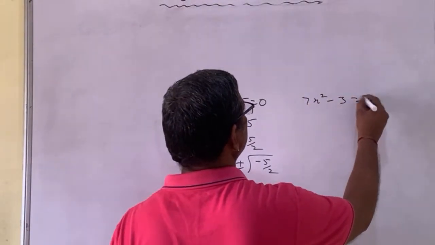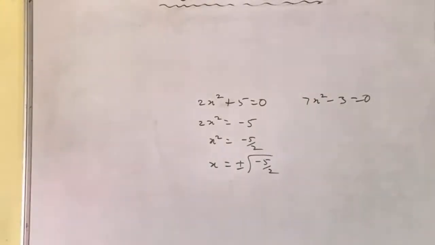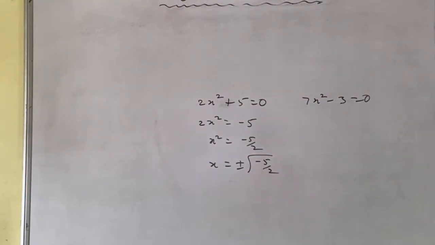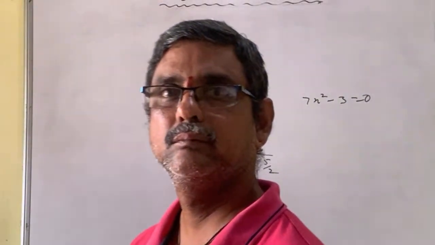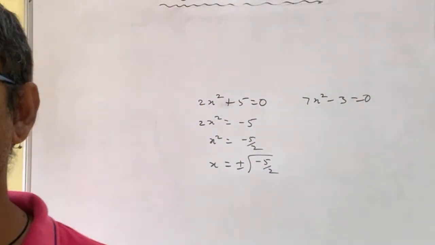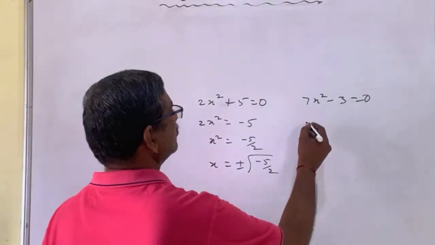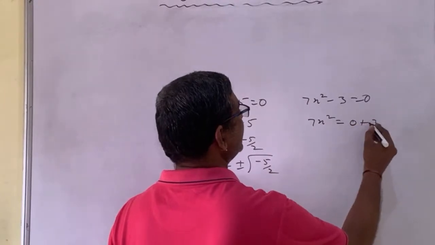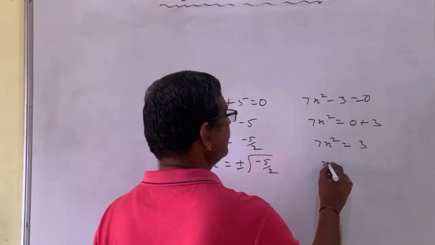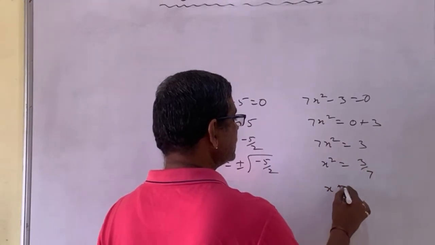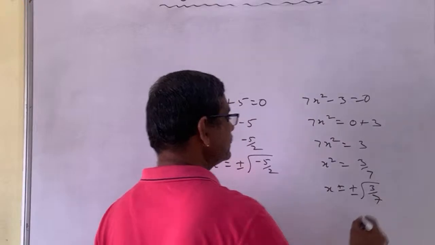7x square minus 3 is equal to 0. What are the zeros of that one? x square is equal to 0 plus 3. 7x square is 3. x square is 3 by 7. x is equal to plus or minus root over 3 by 7.